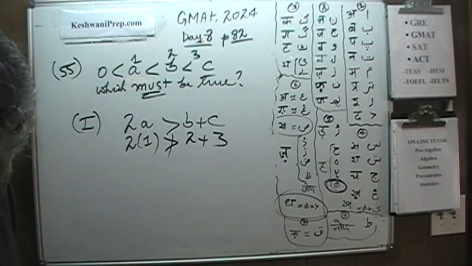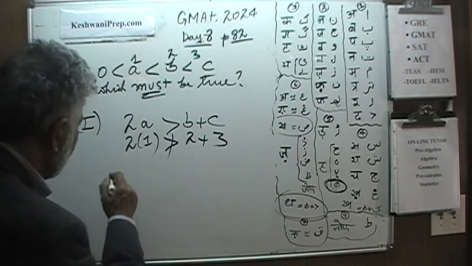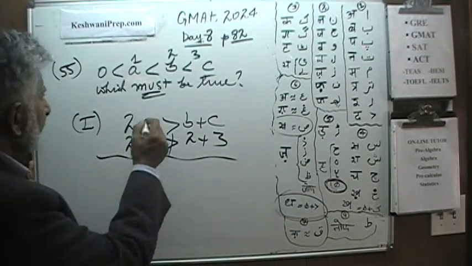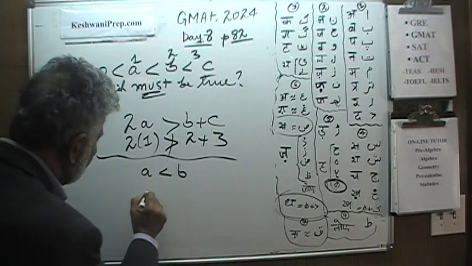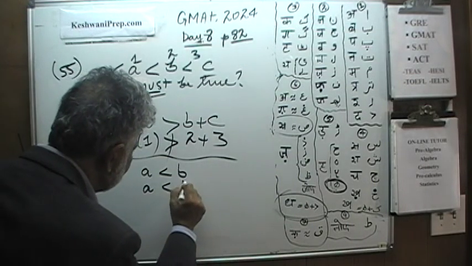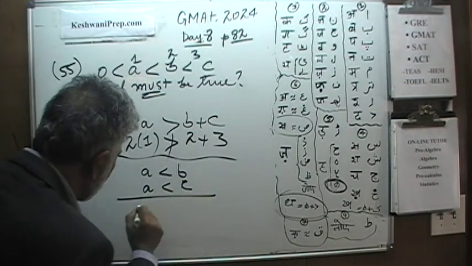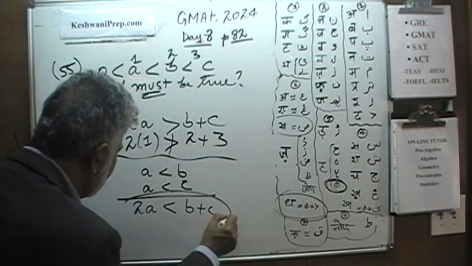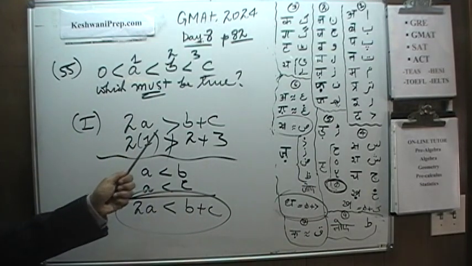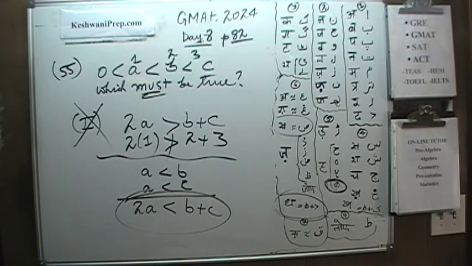Another way we could show it is algebraically. We know that A is less than B. We also know that A is less than C. So if you were to add up the two quantities, we'll end up with 2A having to be less than B plus C. There is no way 2A can be greater. That is not true. The first statement is not true.